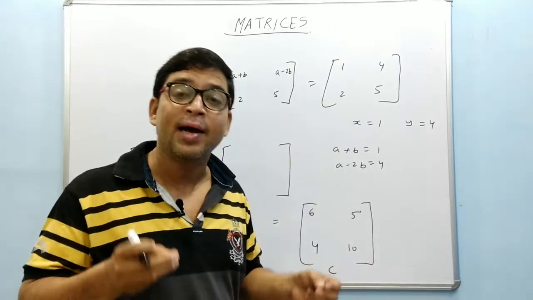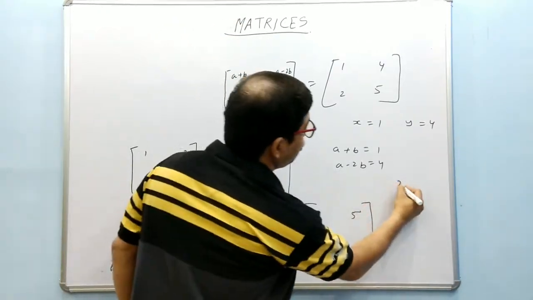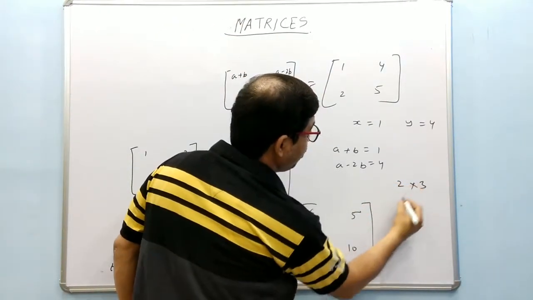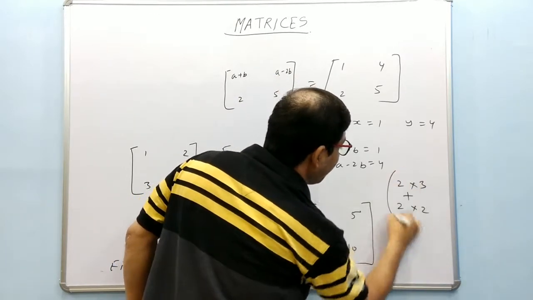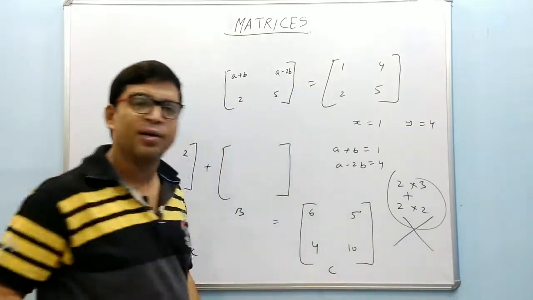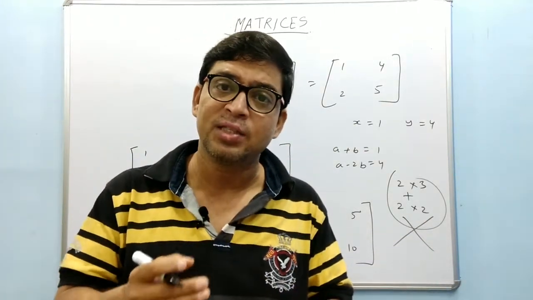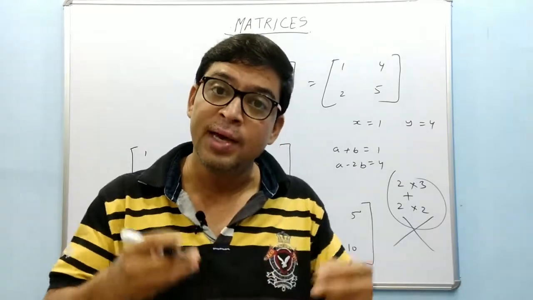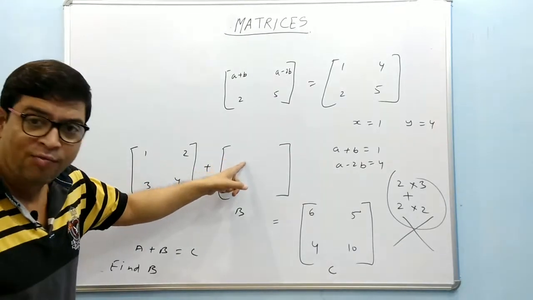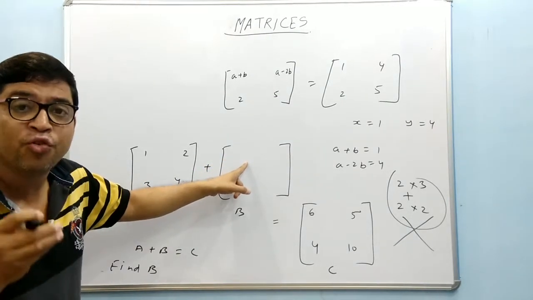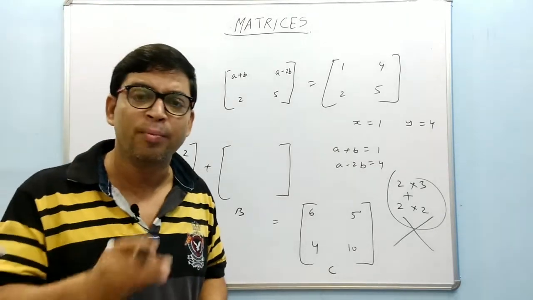Because like matrices can only be added. If one matrix is 2 into 2 order and another is a 2 into 3 matrix, we cannot add it. So for addition and subtraction of matrices, their order should be the same. Be careful. So B, which we need to find, should be of 2 into 2 order. So 4 elements should be there.